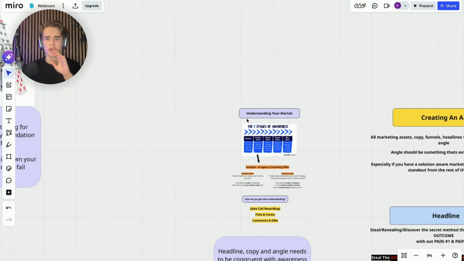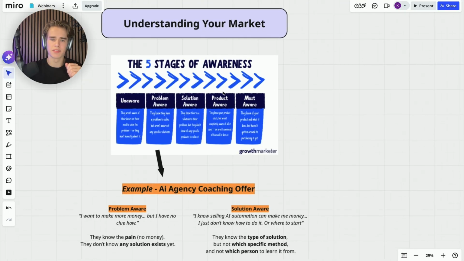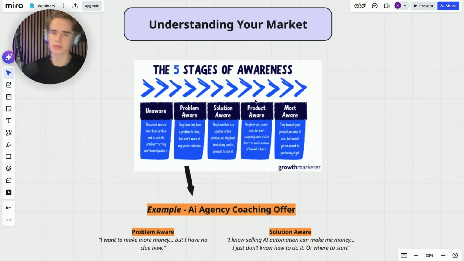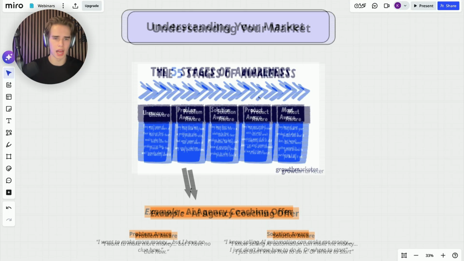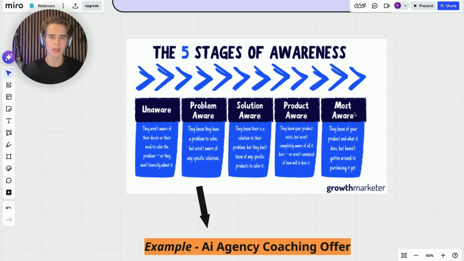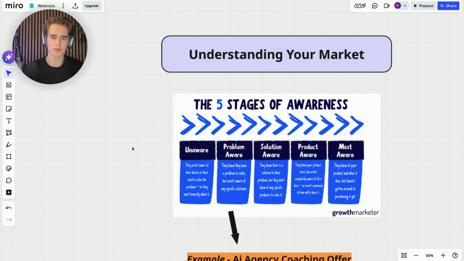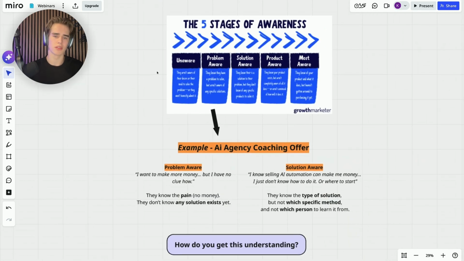But basically the first step is understanding your market. There are 5 different stages of awareness levels that your market can have. They can be either unaware, problem aware, solution aware, product aware, or most aware. And you need to know which bucket your market falls into, right? For example, let's say you're running an AI agency coaching offer.